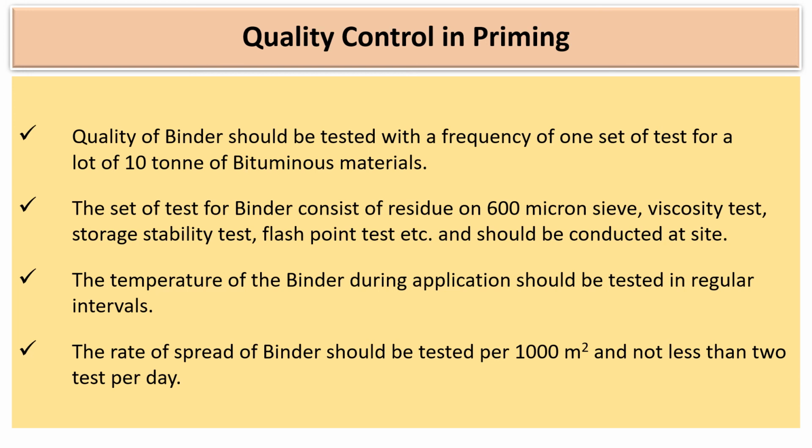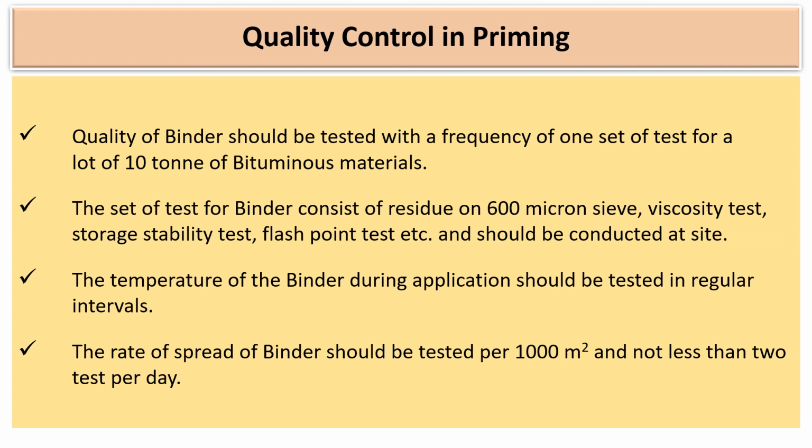Quality control in prime coat application over the granular base course. Quality control and quality assurance play a vital role in each and every pavement construction activity to ensure the quality of work and the use of quality material in the construction. Quality assurance in the work is achieved with proper supervision of the execution by competent engineers and technicians at site.